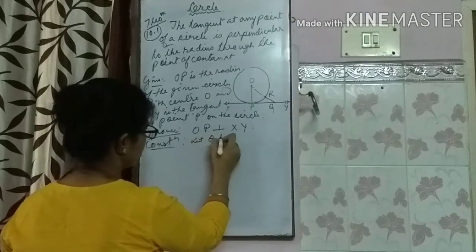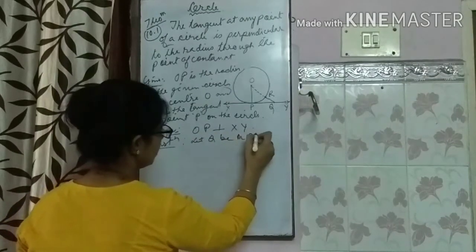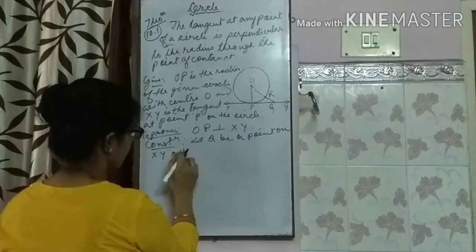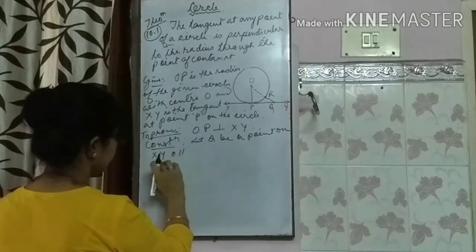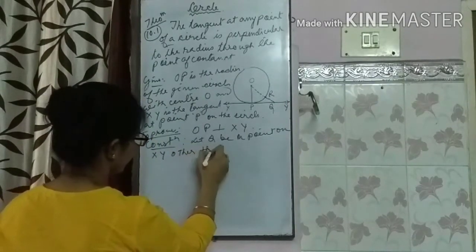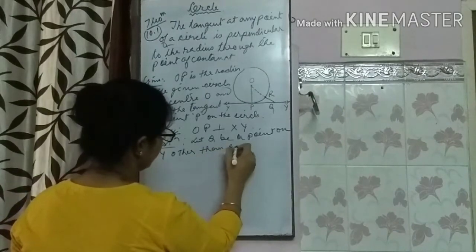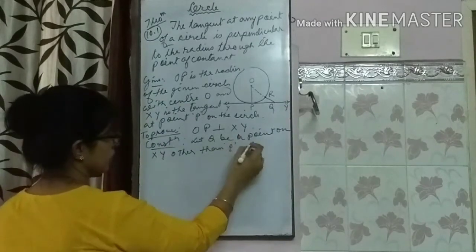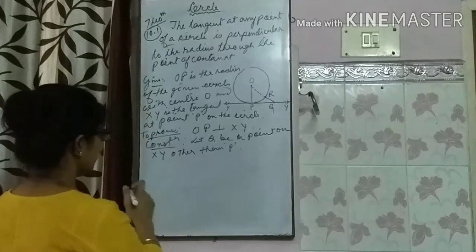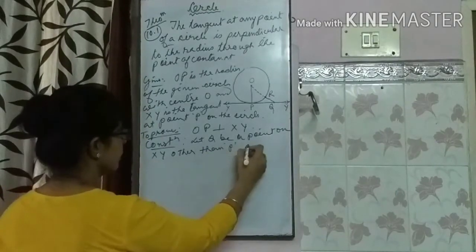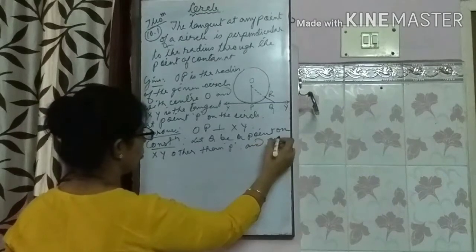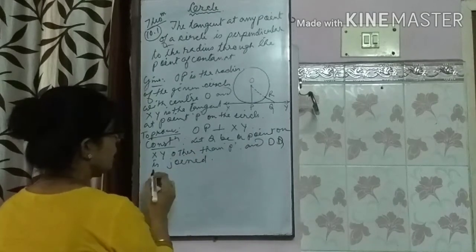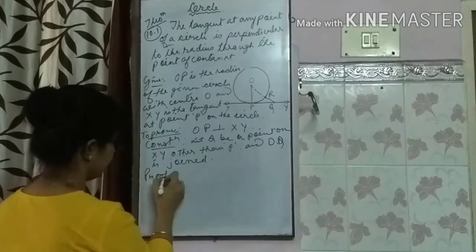Construction: Let Q be a point on XY other than P, or you can say exterior to the circle also. And OQ is joined. Proof.